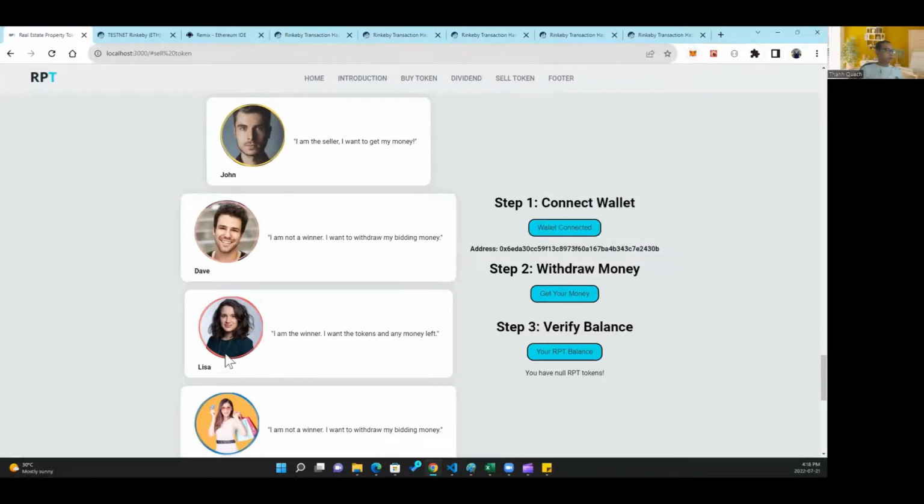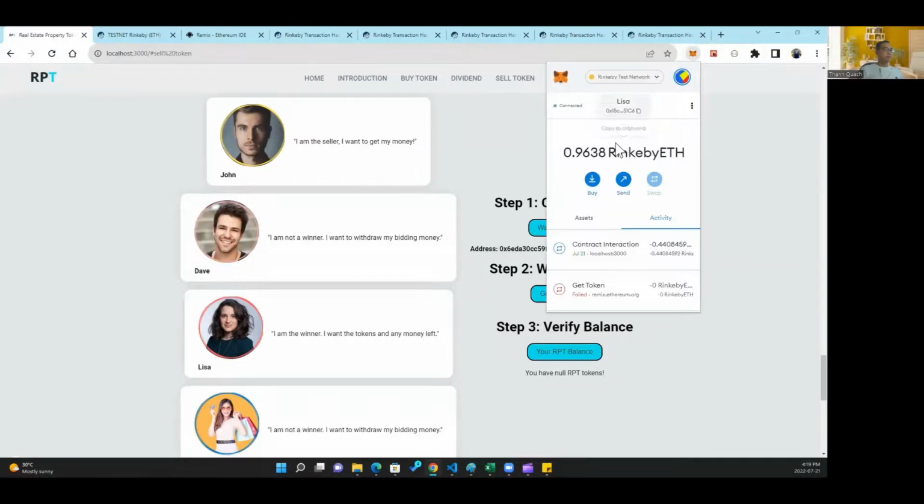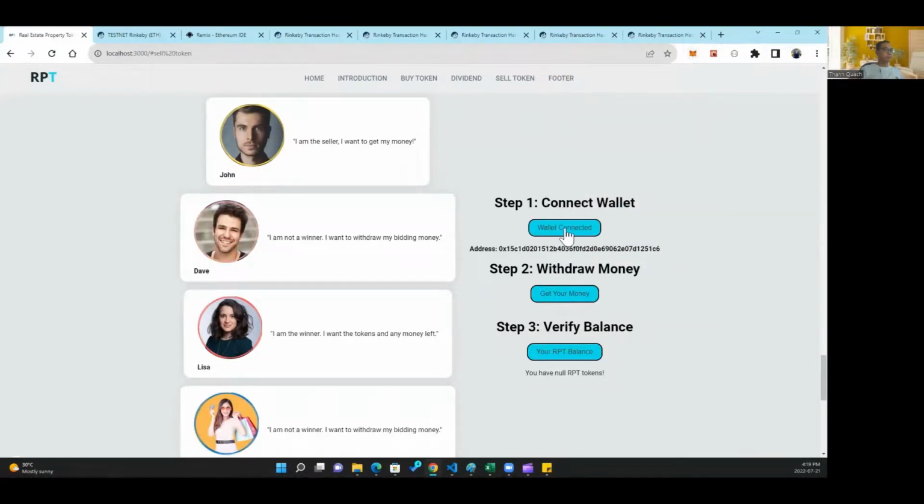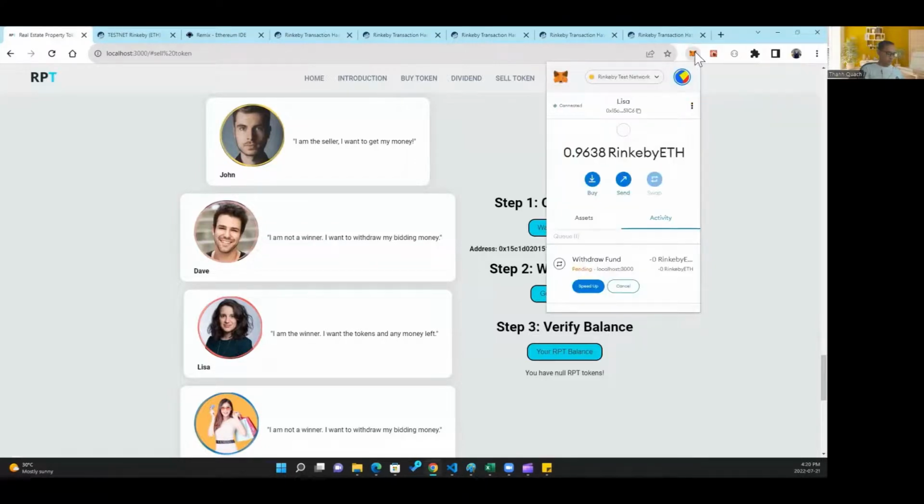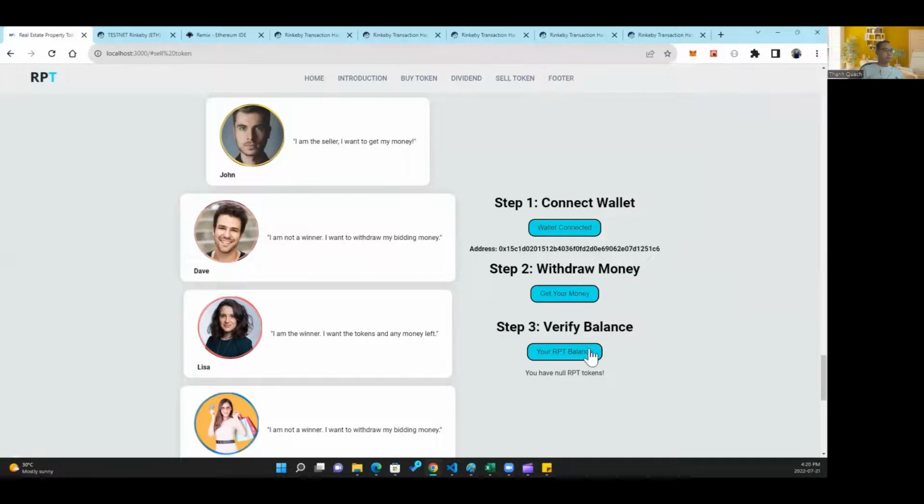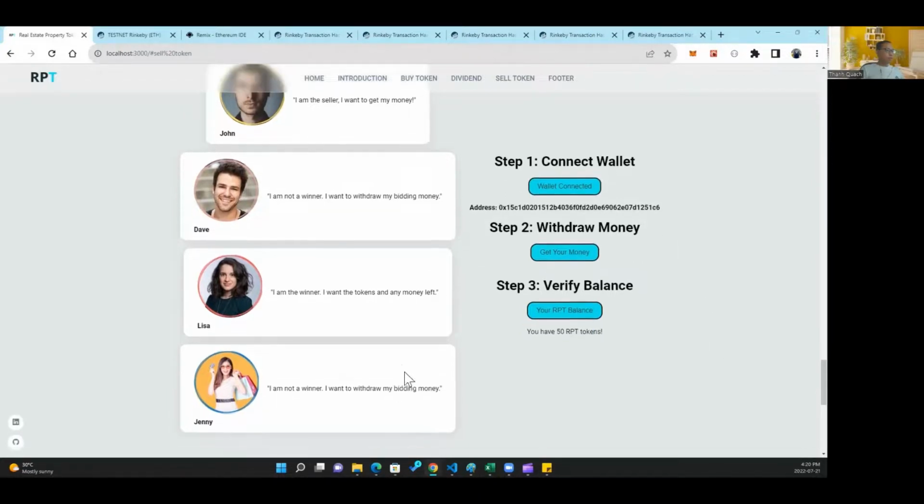All right, so let's move to Lisa. So we connect to Lisa's wallet, get her money back. So Lisa is now at 0.96. She got to 0.15. Sorry, 1.15. So if you check Lisa's tokens, she now has 50 tokens from John. And the last person to get her money back is Jenny.